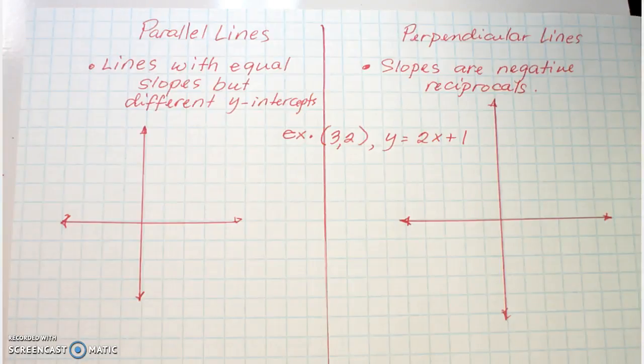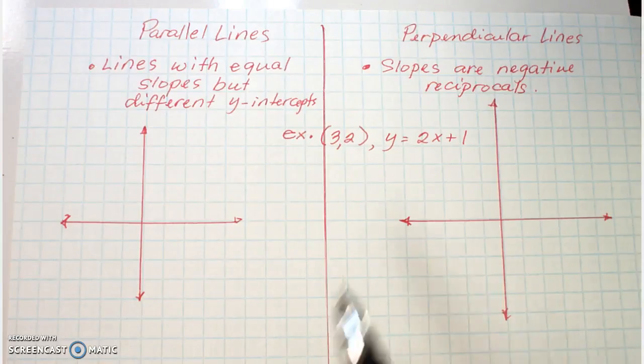Our next topic is on parallel lines and perpendicular lines. Parallel lines are lines with equal slopes but different y-intercepts. Perpendicular lines are lines with slopes that are negative reciprocals. So let's have an example.